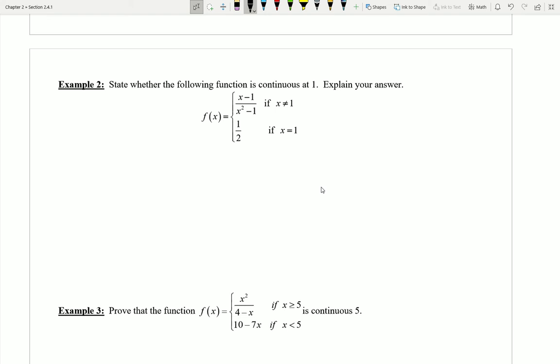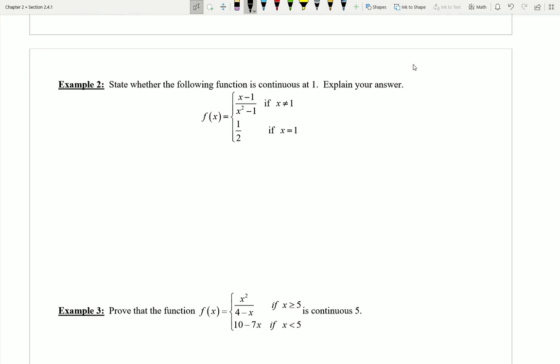So let's go ahead and take a look now at example number 2. We're going to try to see here if we could actually determine if a function like this piecewise function that we have here, f of x, is actually continuous at the number 1. Now, this is a complicated looking function. I don't know what its graph is going to really look like, nor do I really need to know in order to answer the question.